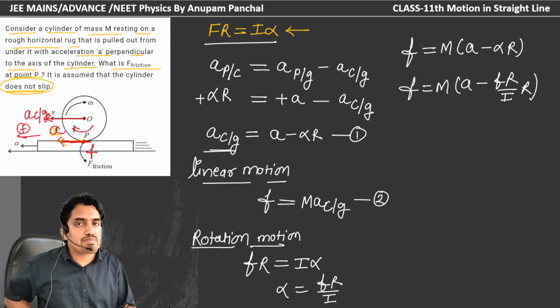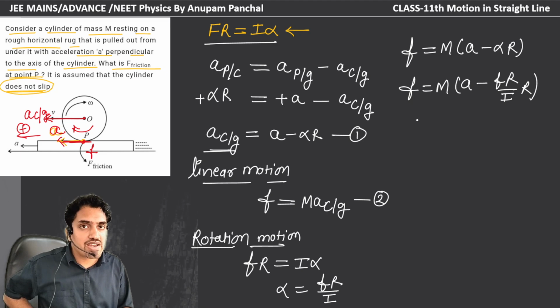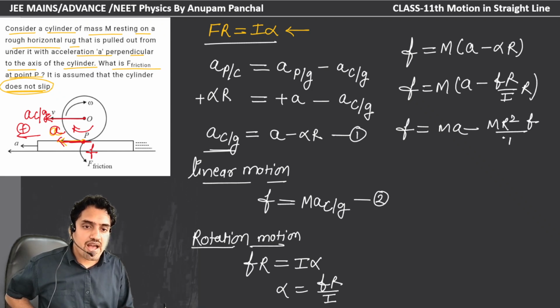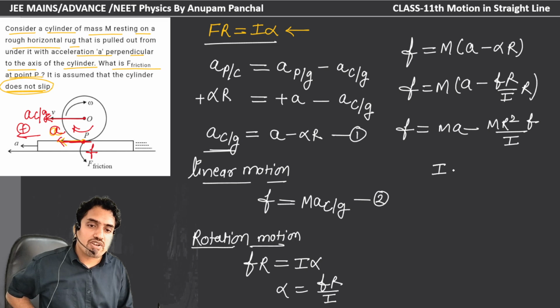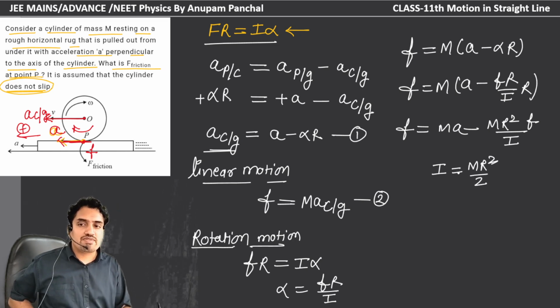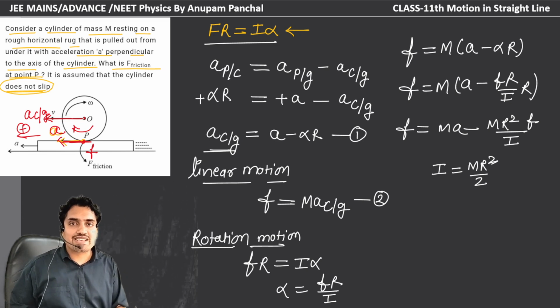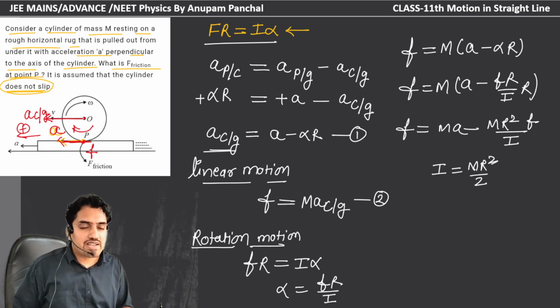Now we multiply this m inside the bracket and find the value of F. So F is equal to m into a minus m into r square into F divided by I. Now what is the value of I for the cylinder? That is mr square by 2, if the solid cylinder is rotating about its own axis.